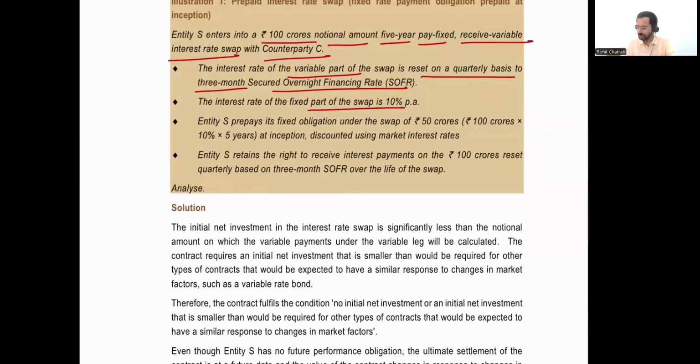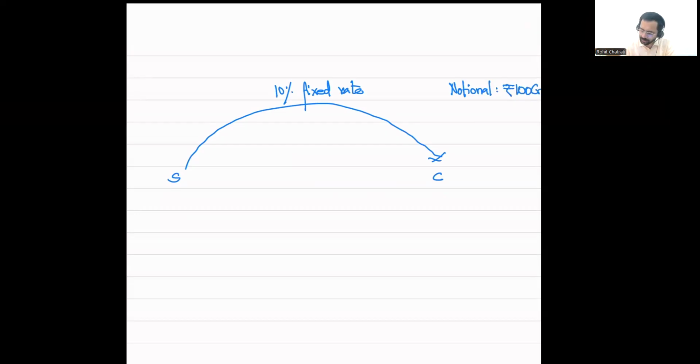Let me take a pause over here and let me actually plot it. So there are two entities, entity S and entity C. They've both entered into a swap agreement wherein S will pay C a fixed interest rate of 10% on a notional of rupees 100 crores. The term is 5 years, which means each year entity S will be paying rupees 10 crores to entity C, 10% of 100 crores. So every year entity S will make a 10 crores payment to entity C.